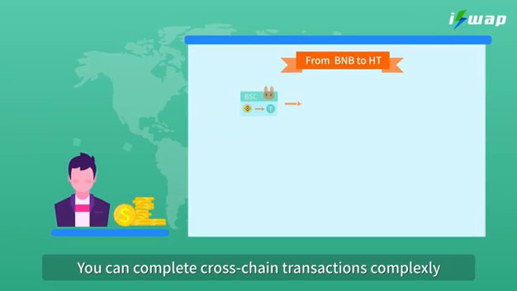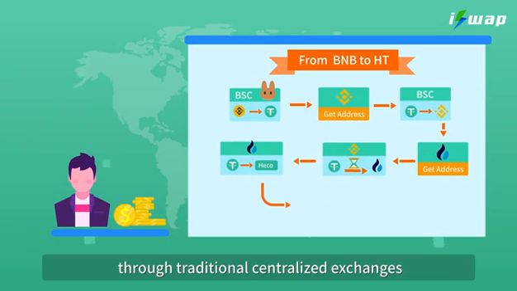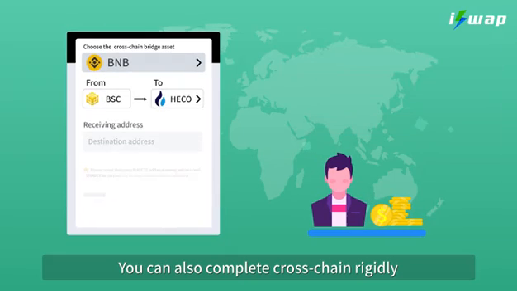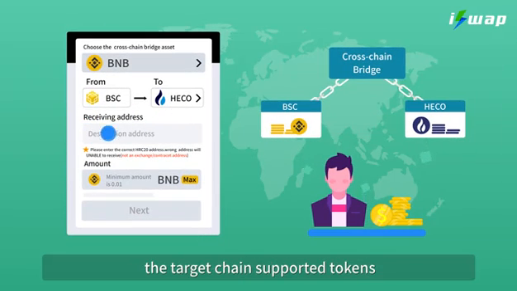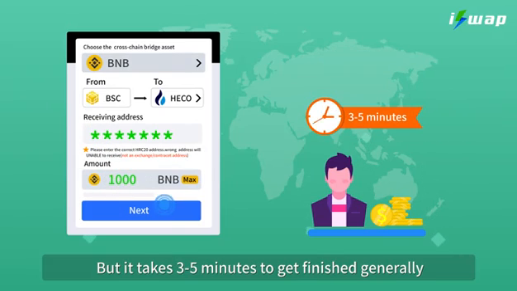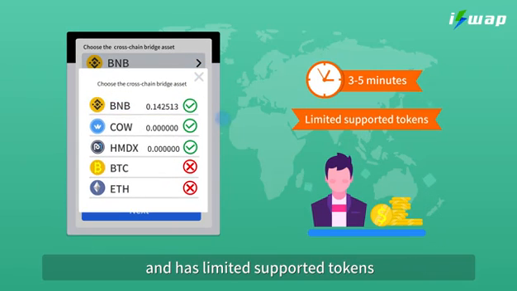You can complete cross-chain transactions complexly through traditional centralized exchanges, but it required 4 to 6 steps and around 10 minutes. You can also complete cross-chain rigidly with a cross-chain bridge by selecting the target chain supported tokens, but it takes 3 to 5 minutes to get finished generally and has limited supported tokens.